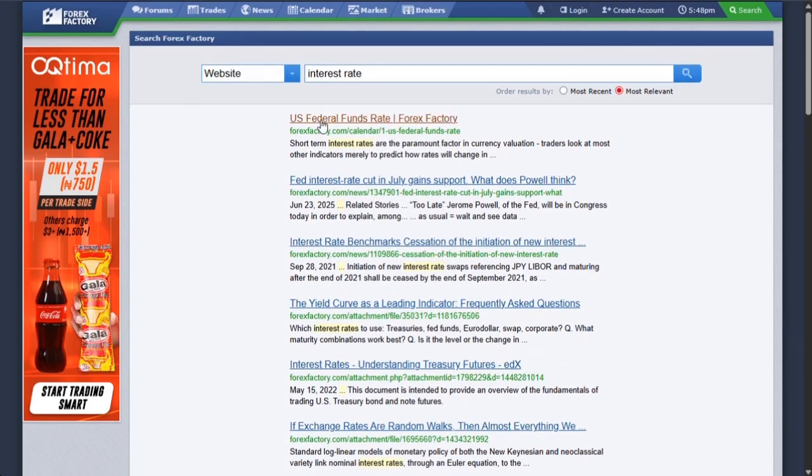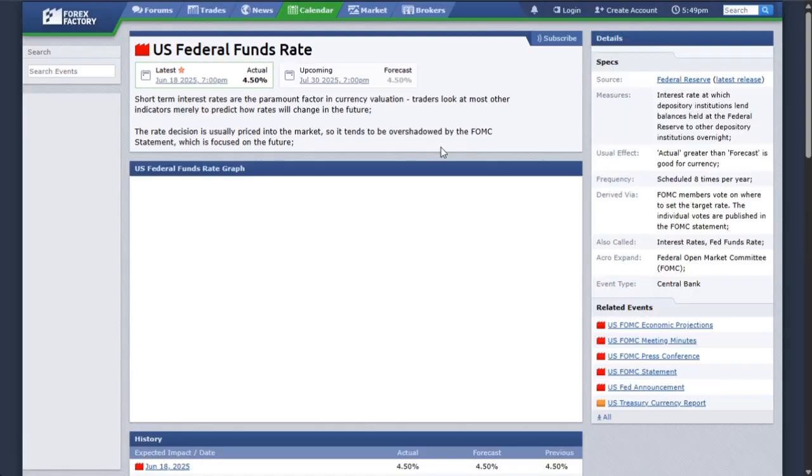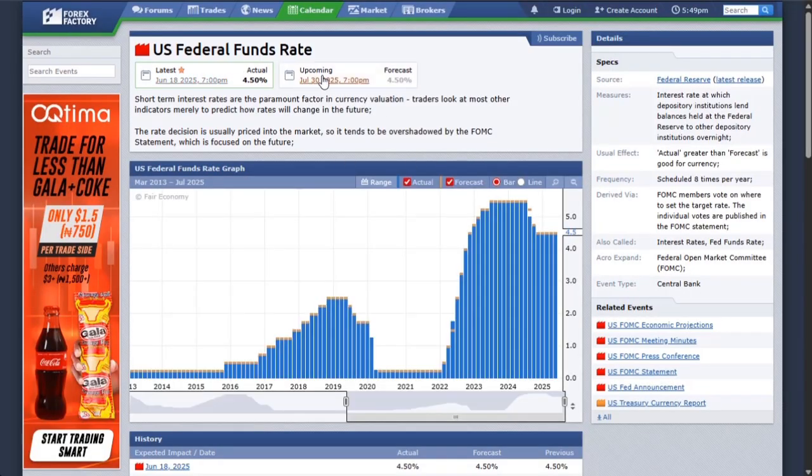Because personally I'm more focused on the major pairs, I would like to know what the Federal Reserve's interest rate is. And once I click on that news, I'll be able to see everything in relation to the federal funds rate, which is also called the interest rate. Now the previous announcement was 4.50, and we have another upcoming announcement on July 30th, 2025, and there's also a forecast for it to remain the same.